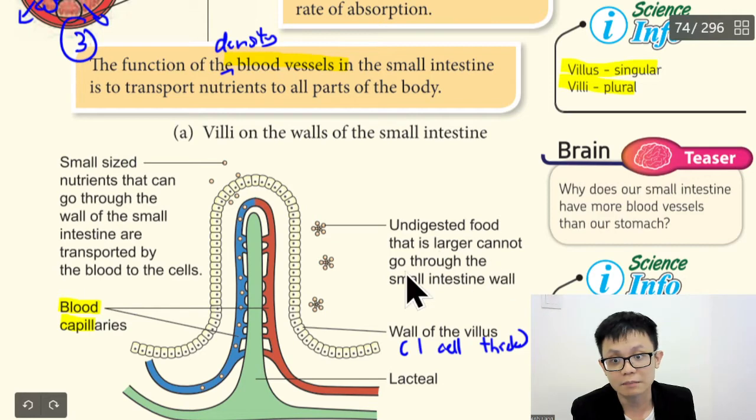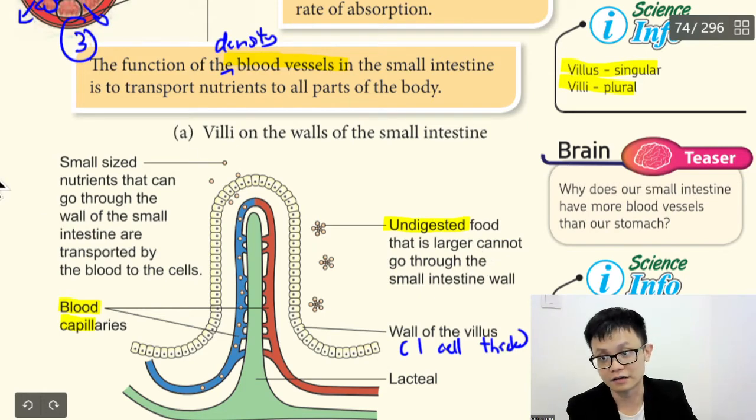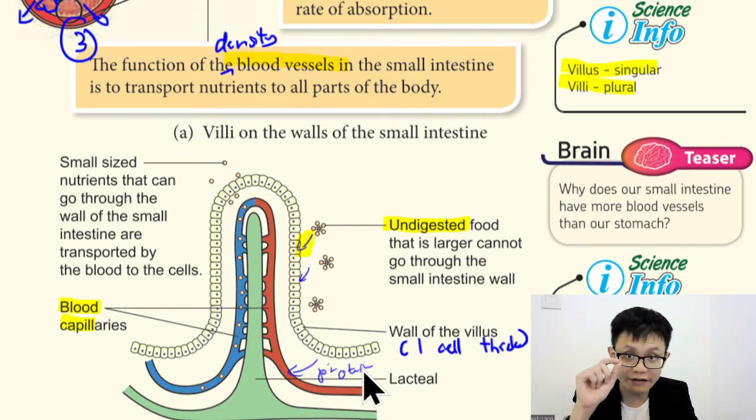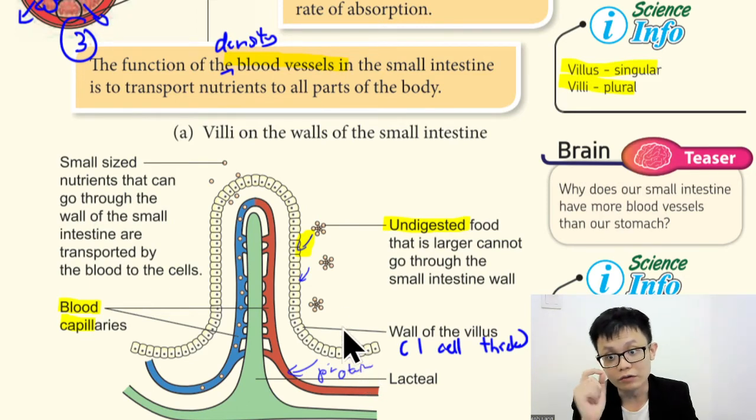Undigested food cannot pass by. Correct or not? The big molecule you cannot go in. Only the small one that you can go in. Like I would say the protein. Is it protein or amino acid? Amino acid. Carbohydrate, some vitamin, mineral, all the very small nutrient molecules that can pass through.